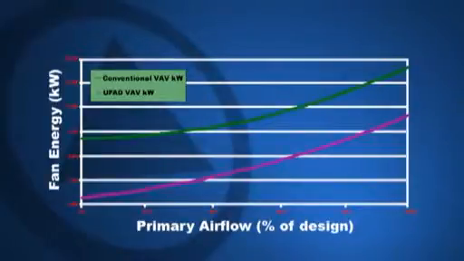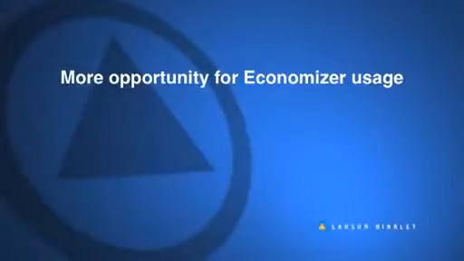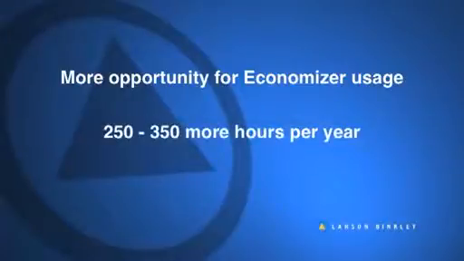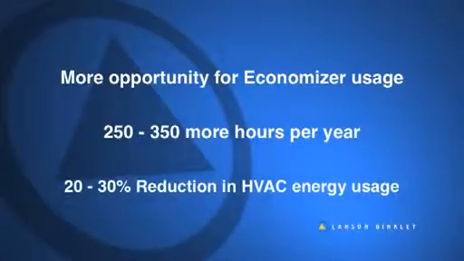The higher delivered air temperatures of 65 degrees allow for more economizer opportunity. That's when outdoor air is utilized for cooling. It's common to realize 250 to 350 more hours of economizer operation per year. By putting the cooling where the people are with underfloor air, the building can realize a 20 to 30% energy savings, which is significant now and will be even more so in the future.